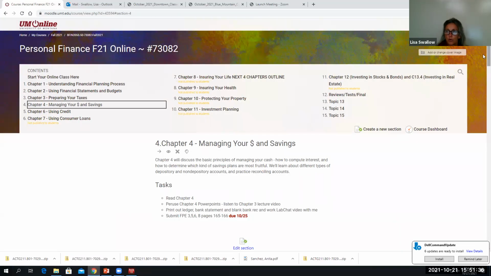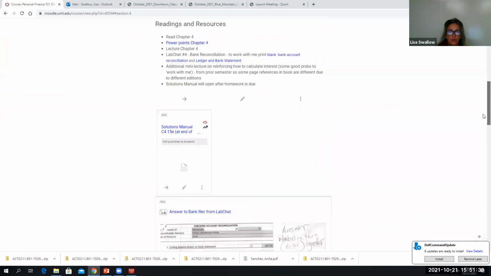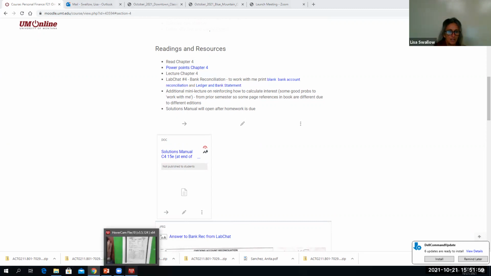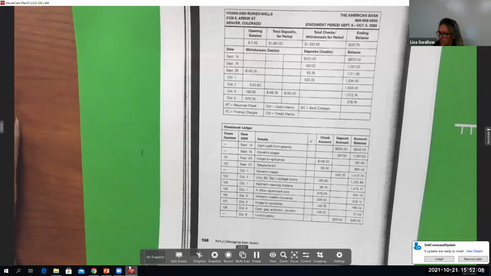And on Moodle itself, in Chapter 4, I've loaded some documents for you. So you should print a blank bank account reconciliation. And then here is a document that has a checkbook ledger and a statement from the bank. And so that's where we're going to proceed. So I've got those documents here.